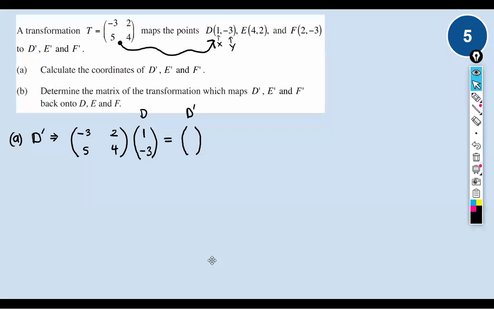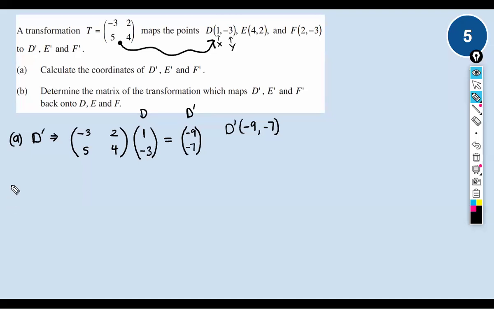Answers. My answers, I'm getting -9 and I'm getting -7. Check it back. It's not -10 on top, and it's definitely not 2 on top. On top, you'll get -3, -6, which is -9. But we get the answer vertical, so point D prime is actually -9, -7. You write it back horizontal at the end of the day.